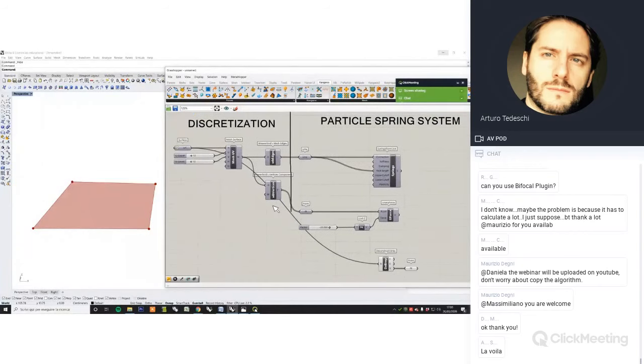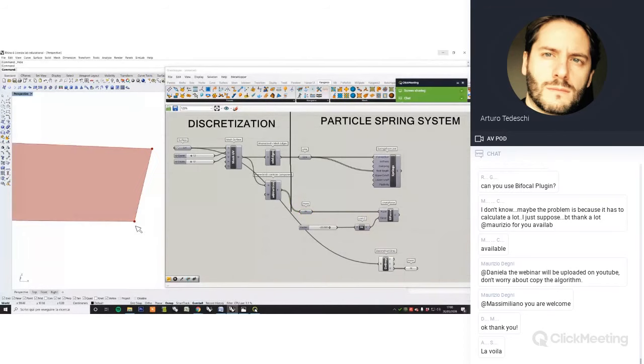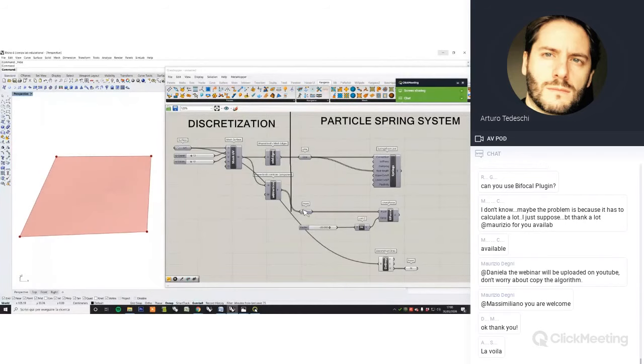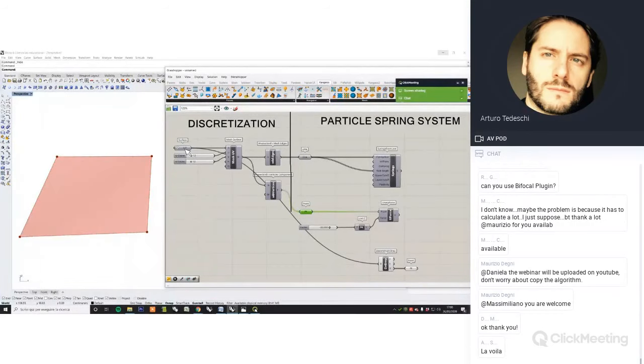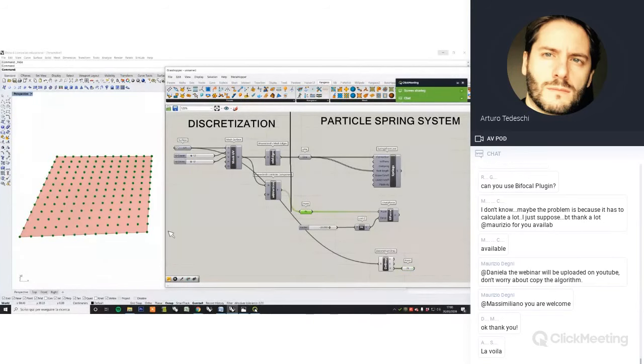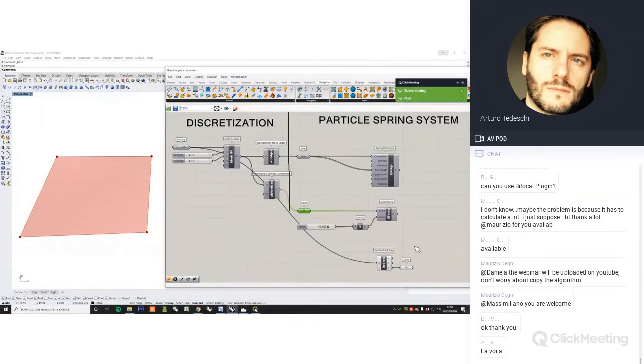and probably you are wondering why I extracted the points from the original NURBS and not from the collection of vertices that I have here. Because it was easier, and for Kangaroo, it's important that this point is exactly placed in the same position of one of our particles. Since we have a precise particle here, I can put something here. And so this one is coincident with one of my particles, and so I can use it as an anchor point.